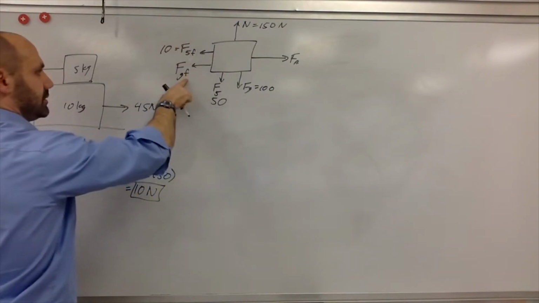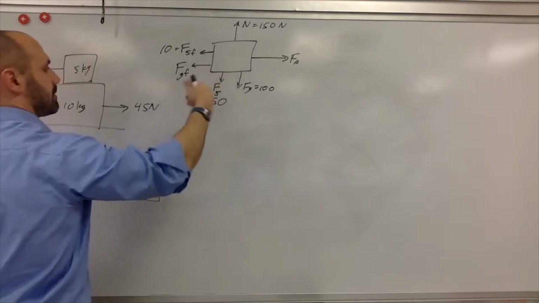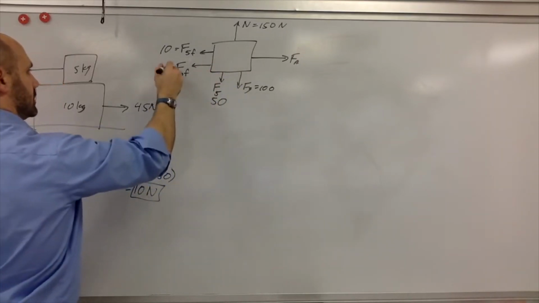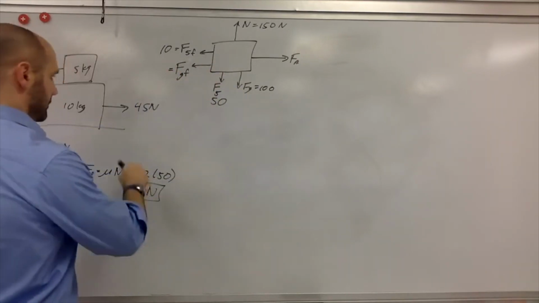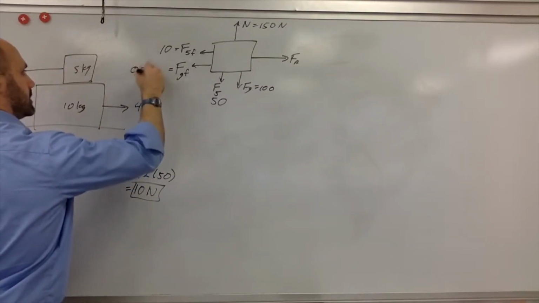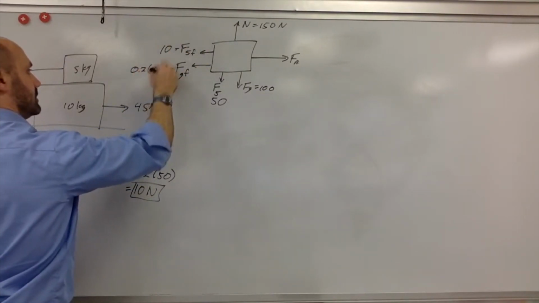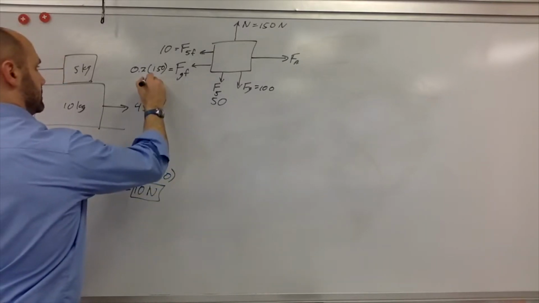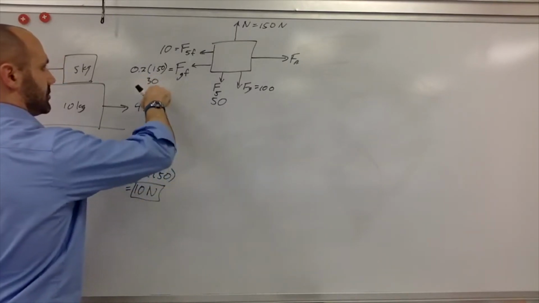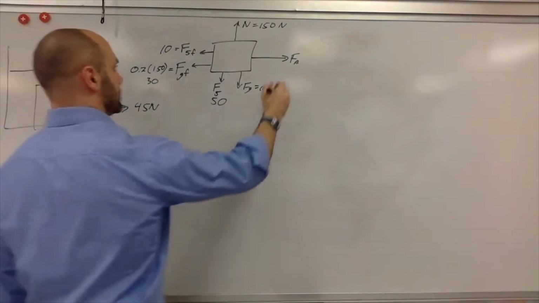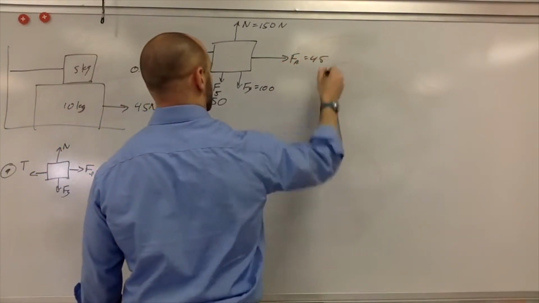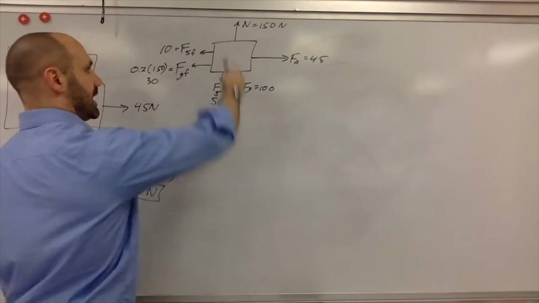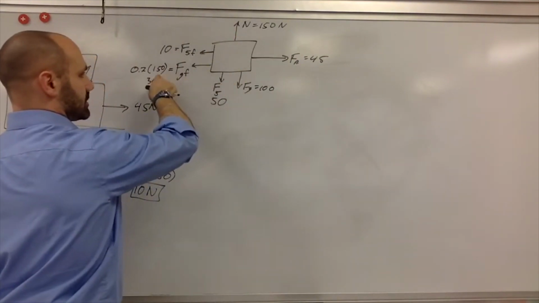This is going to be the normal force on this box times the coefficient, so it's 0.2 times the normal force, 150. And so 1/5 of that is going to be 30. So this is 30 newtons. This we know is 45. Okay. Notice I had to do all the vertical stuff in order to get this.